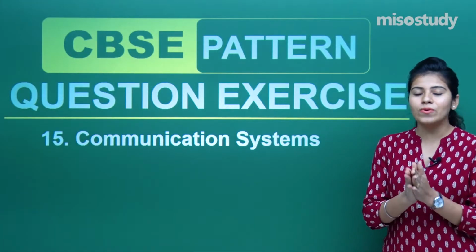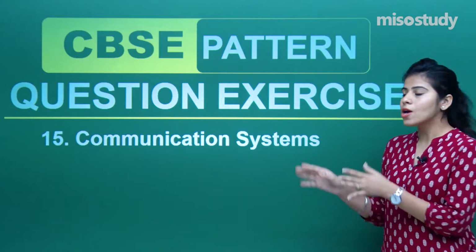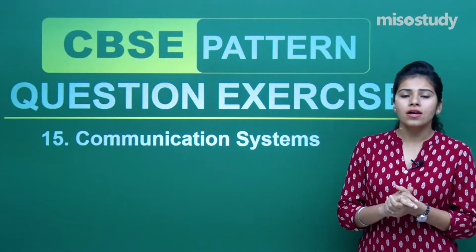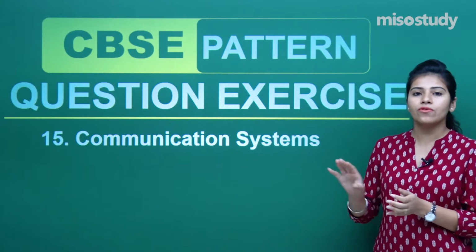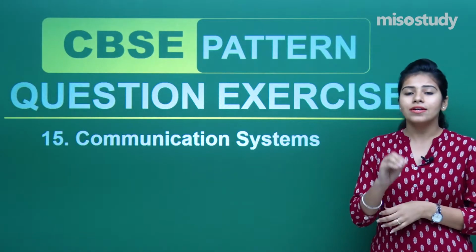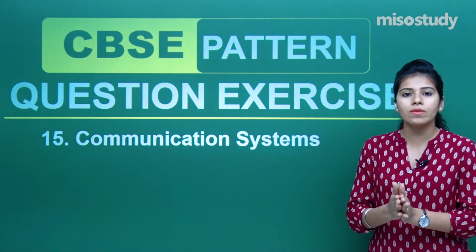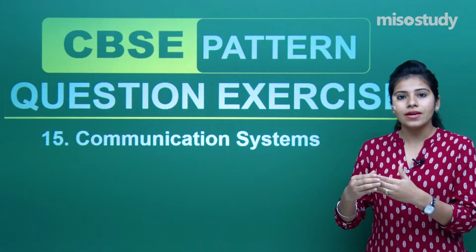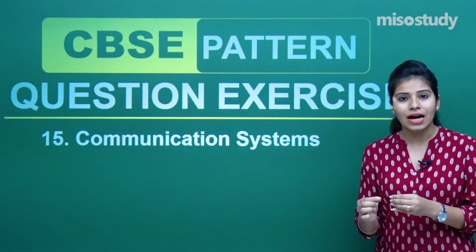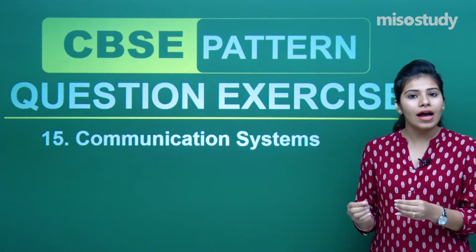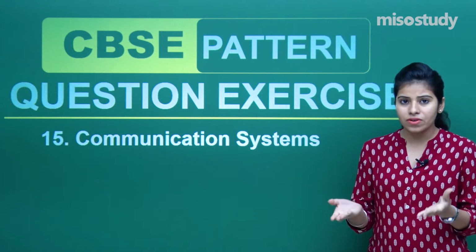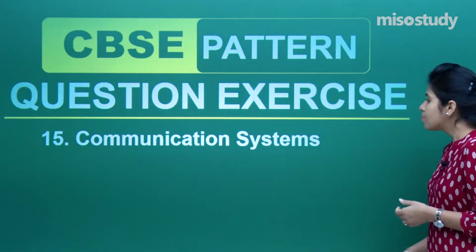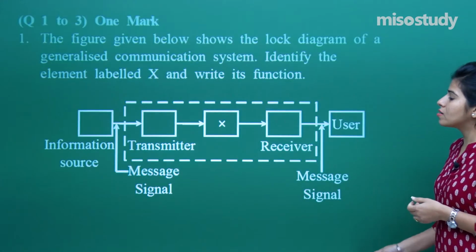So here you can see we are going to wrap up the chapter with the question pattern exercise, the CBSE pattern exercise, where you are going to see the number of questions from the chapter communication system, and the category of the questions will be 1 mark, 2 mark, and 3 mark questions. Basically the difficulty level will be a little bit higher according to the marks allotted, and the questions are from the previous year board exams or the sample question paper. So quickly, let's wrap up the chapter with the question answer session.